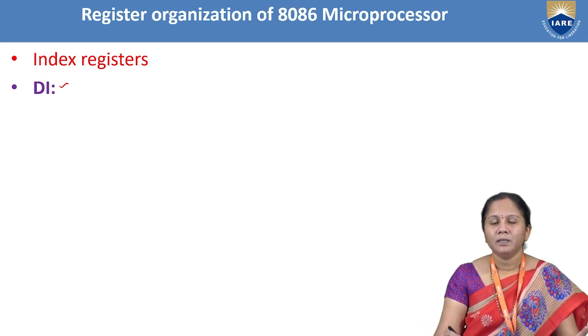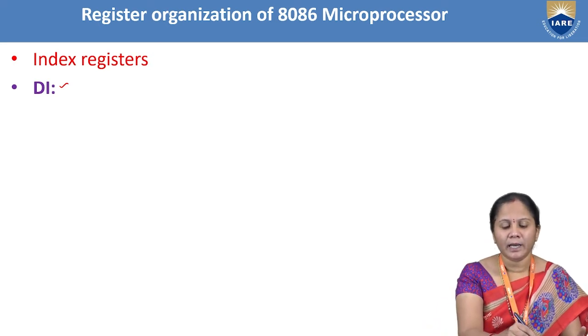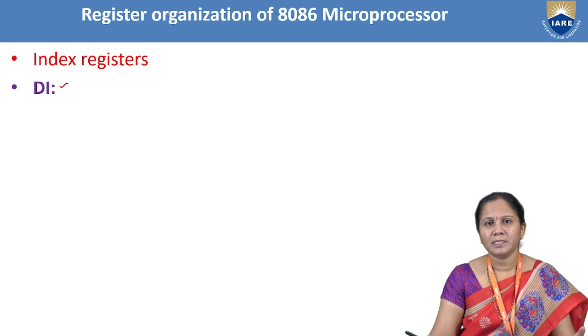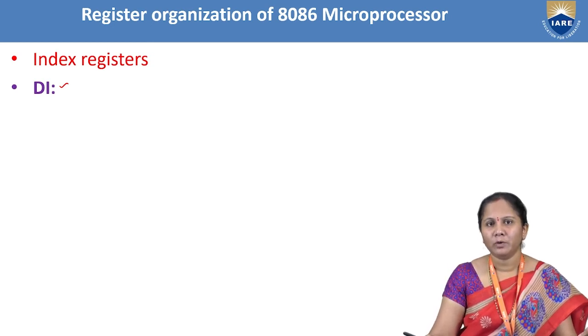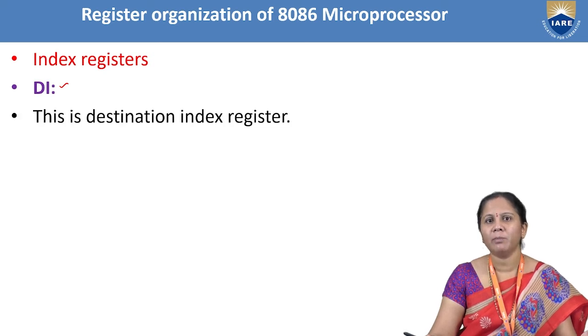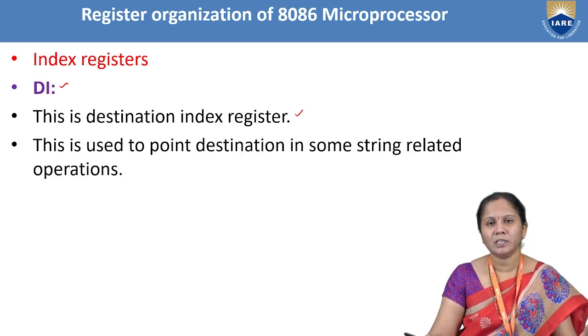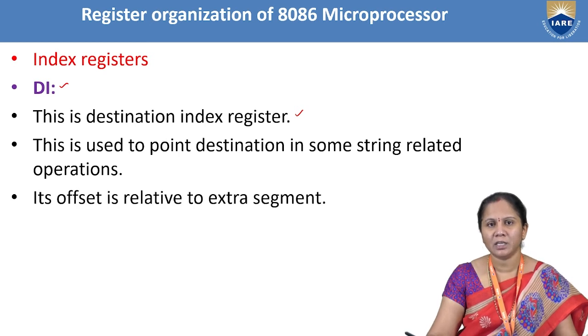And the next index register is DI. So DI represents destination index. Destination means output. So if we want to store any output data which is in the form of a string, we have to use the DI register. Here the DI register is also a 16-bit register. Since it is an index register, DI is going to produce the offset address.